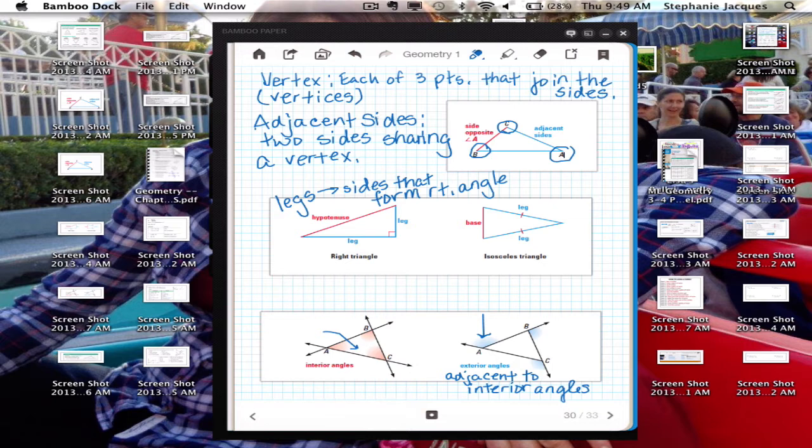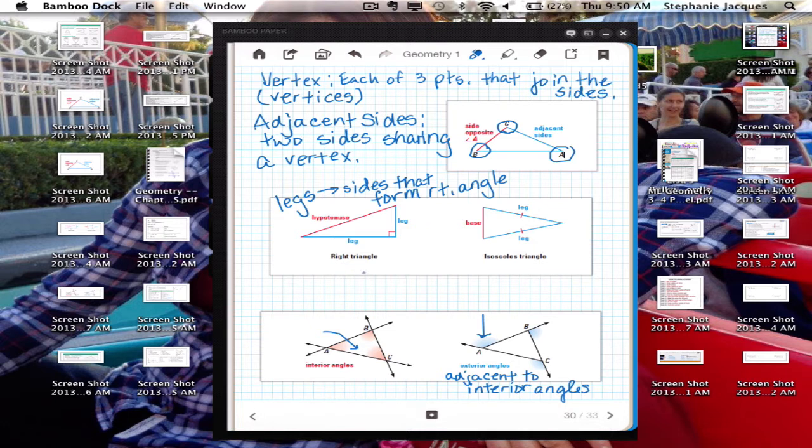Adjacent sides in a triangle are 2 sides sharing a vertex. So I could say that line BC and AC are adjacent sides with one another if I wanted to. I could say that BC and BA are adjacent sides because they're sharing that vertex.